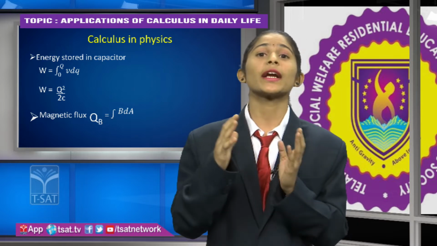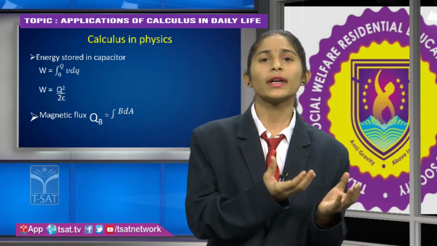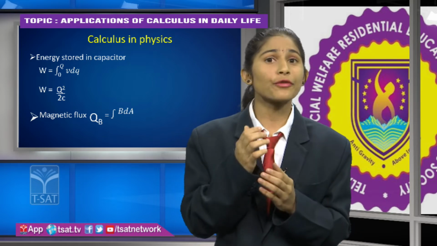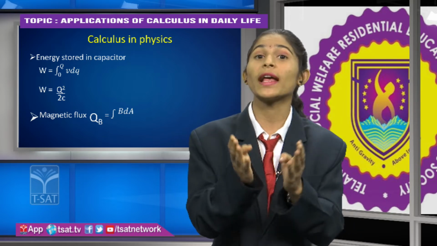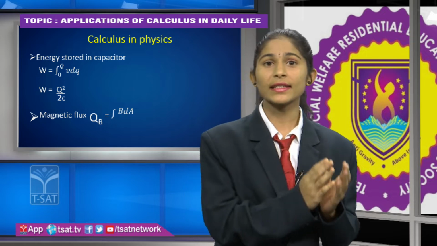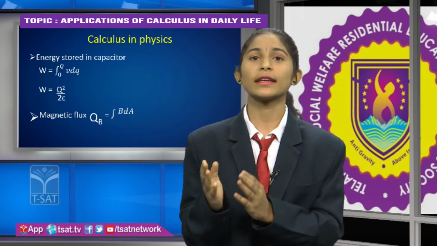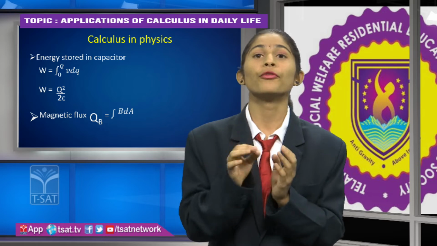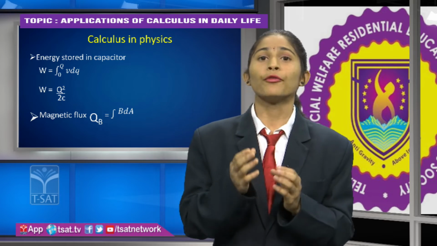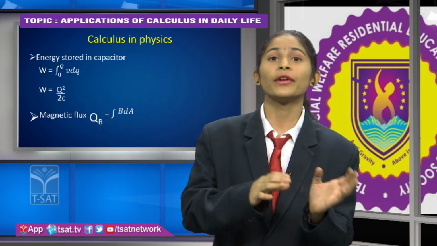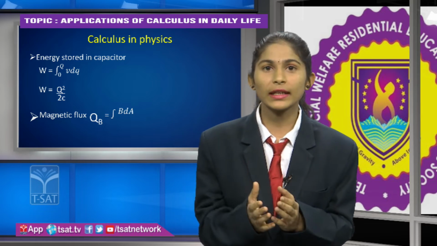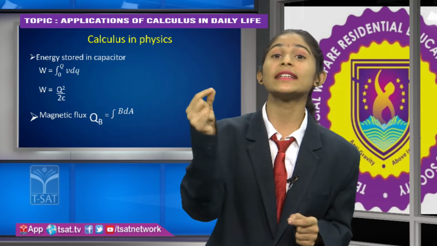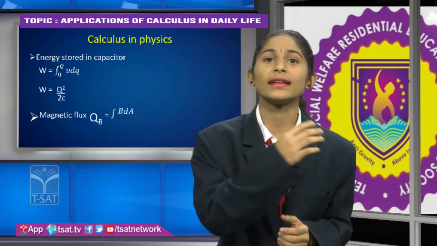The energy stored in a capacitor, that is work done, equals q square by 2c. To derive this formula, we have to apply integration. That is, W is equal to integral from 0 to q of v dq. Without the application of integration, we wouldn't get the whole work done, that is the energy stored in a capacitor. Here we are applying integral calculus in physical science.